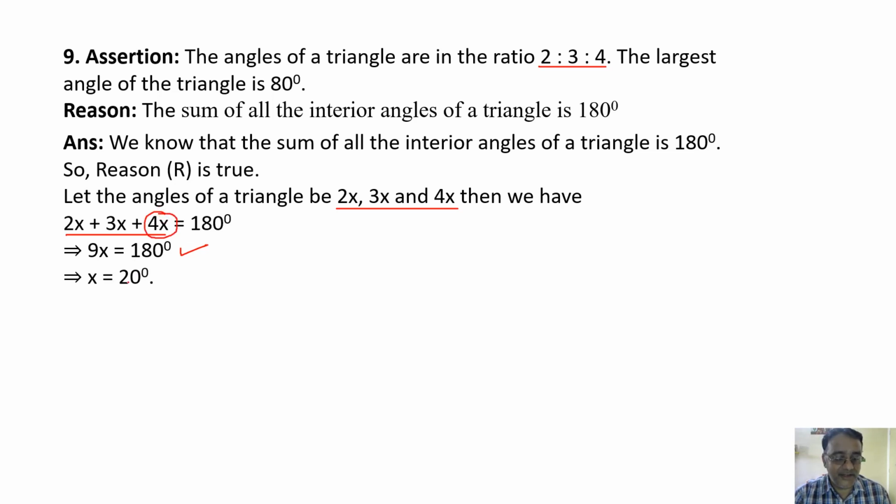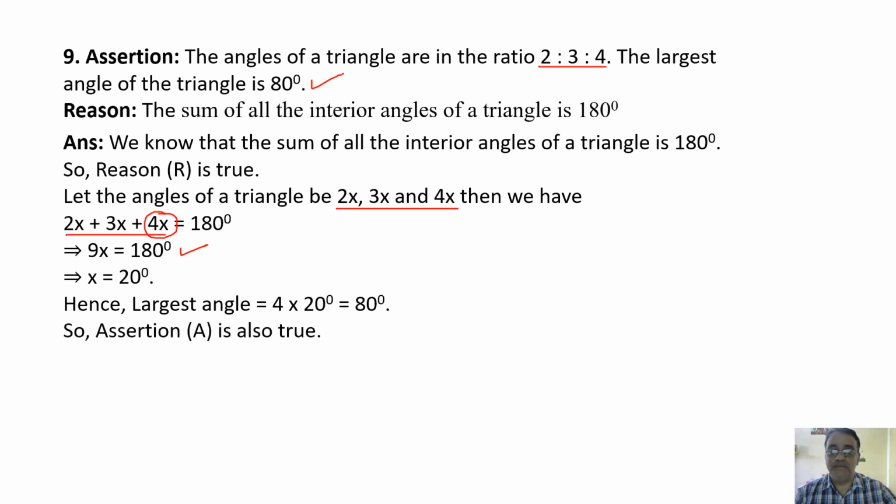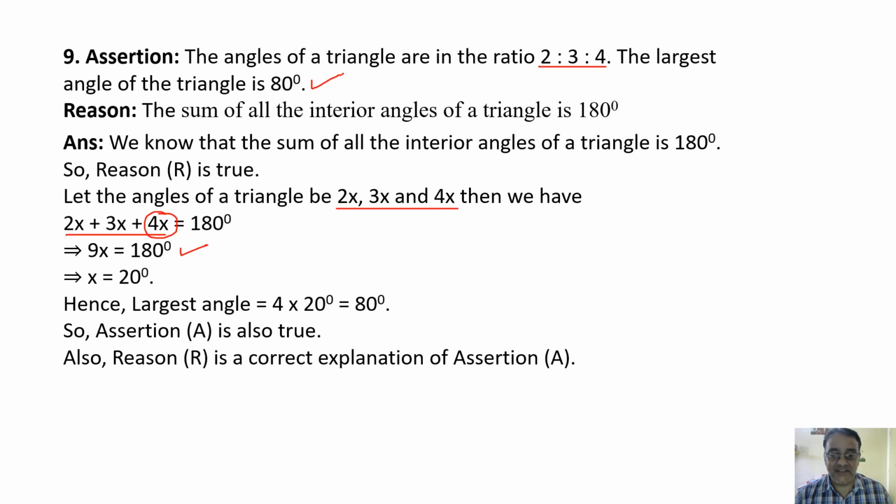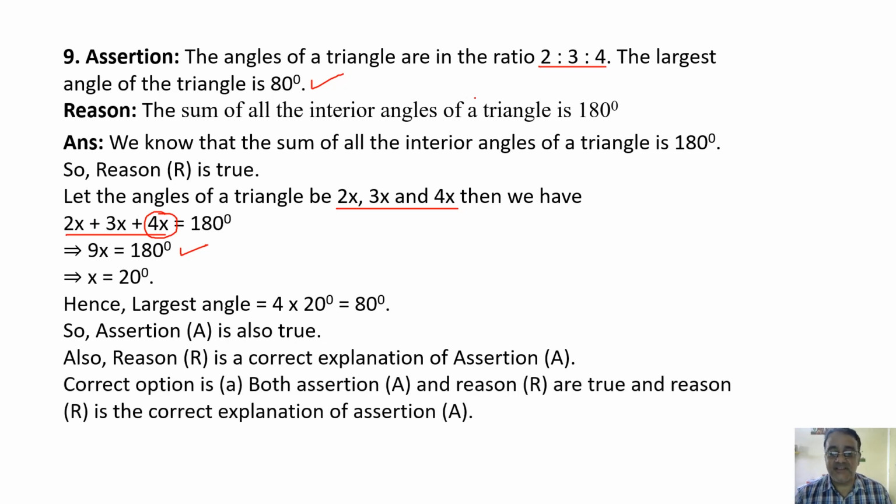So 4 into 20, how much are you getting? 4 into 20, 80 degrees. Right. In the assertion also it is given 80 degrees, the largest angle. So that means the assertion is also true, and the reason is the correct explanation of the assertion. So which option is the correct one? Option A. Right, very good. Option A. Both assertion and reason are true, and the reason is the correct explanation of the assertion.